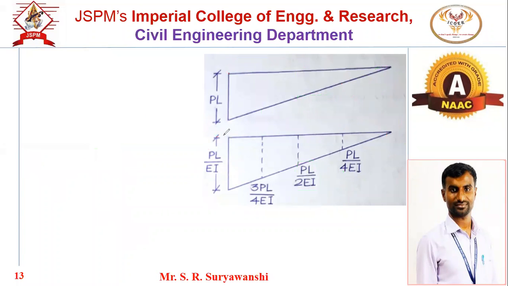Okay, so this is at node 1, this is at node 2, this will be at node 3, this will be at node 4, and at node 5 the bending moment will be 0. And this BMD is negative.